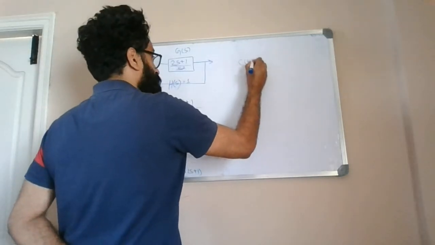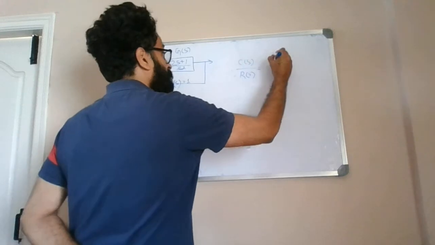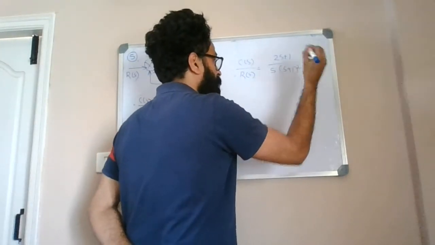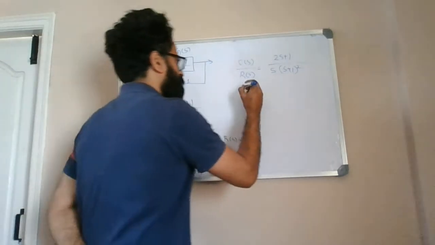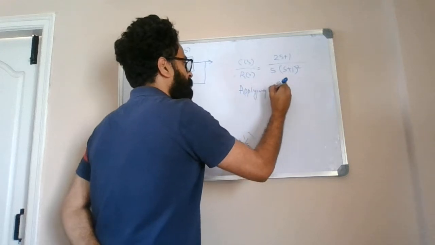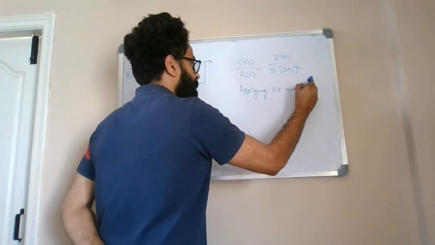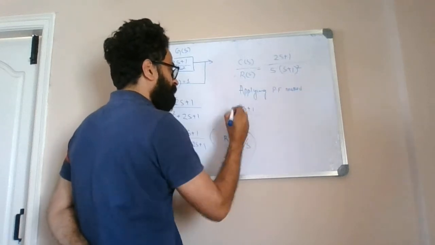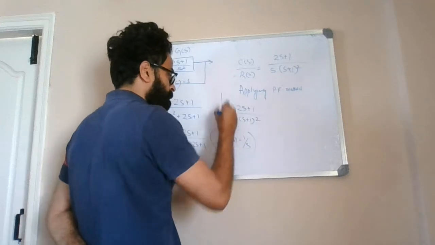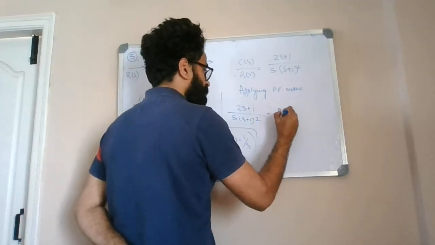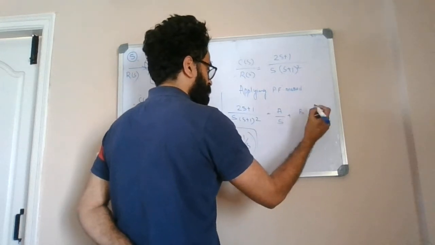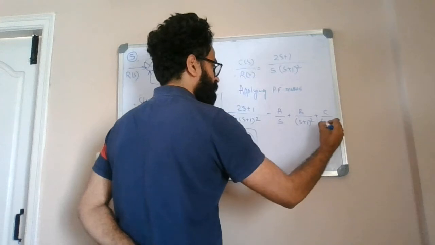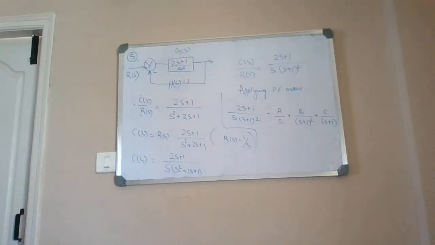Or you can write C(s) as 2s plus 1 divided by s into (s plus 1) the whole square. So s plus 1 the whole square. Alright. Now you can apply partial fraction method. So I'll write just the right hand side of this equation. So let me write (2s plus 1) divided by s into (s plus 1) the whole square as A by s plus B by (s plus 1) the whole square plus C divided by (s plus 1). So this is my partial fraction method.